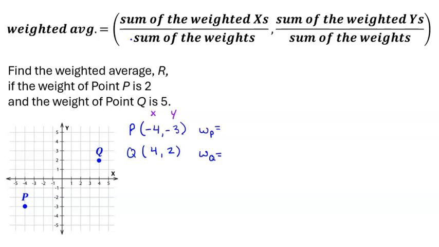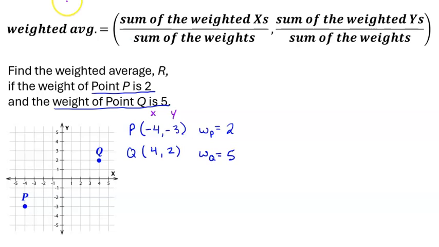And now I'm going to read our description. So it says, find the weighted average R if the weight of point P is 2 and the weight of point Q is 5. So the weight of P is going to be 2 and the weight of Q is going to be 5. Sometimes they just tell you straight up what the weights are, so that makes it a little bit easier for a problem like this. All right, now with these, we're going to do the same formula we did before, but we're going to do the X and Y separately.